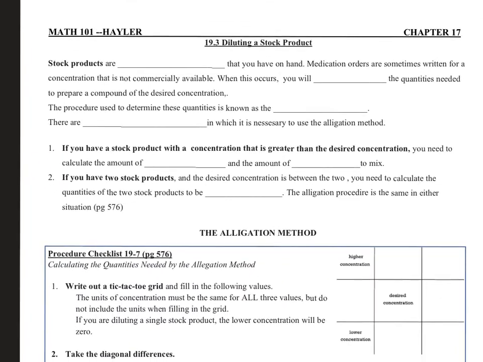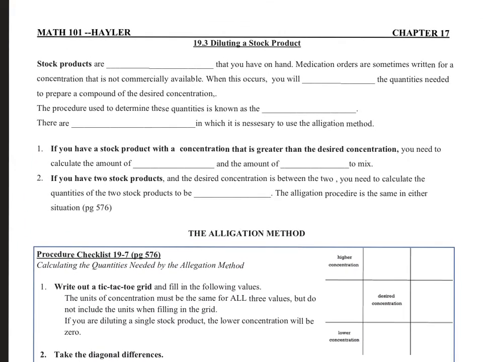Okay, so let's go ahead and move on to section 19.3, diluting a stock product. Okay, so a stock product or stock products are commercial products that you have on hand. Medication orders are sometimes written for a concentration that is not actually commercially available. So when this occurs, you will calculate the quantities needed to prepare a compound of the desired concentration. The procedure used to determine these quantities is known as the alligation method.